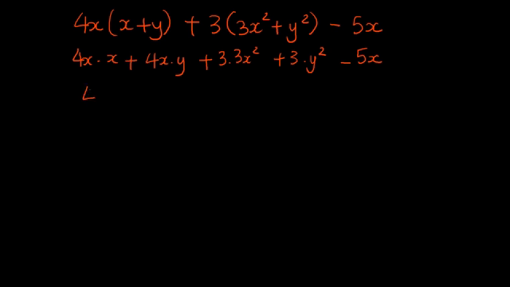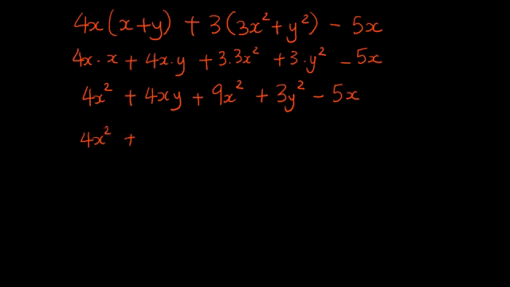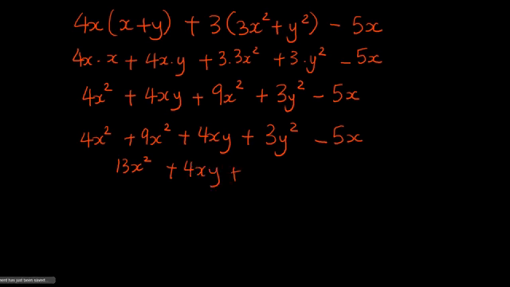So 4x multiplied by x gives us 4x squared. 4x multiplied by y gives us 4xy. 3 multiplied by x squared gives us 3x squared, and 3 times y squared gives us 3y squared, and then minus 5x. Now we're going to group common terms. What are our common terms? So 4x squared, the common term is 3x squared, plus 4xy, no other common term to it, plus 3y squared minus 5x. So here we're going to simplify the common terms we've grouped. 4x squared plus 3x squared gives us 7x squared. Now we have 4xy, 3y squared, and then minus 5x.